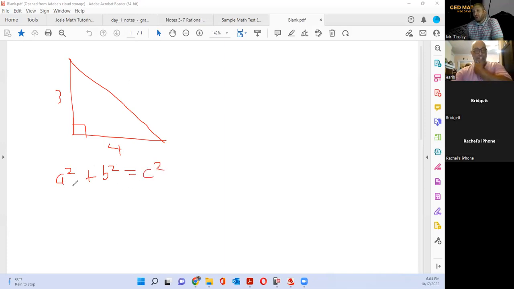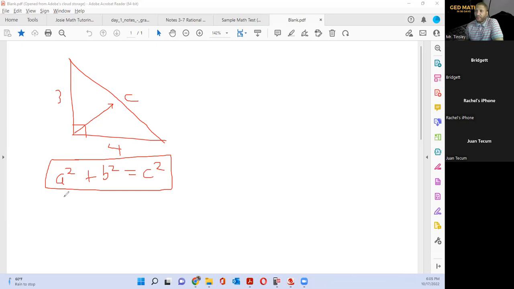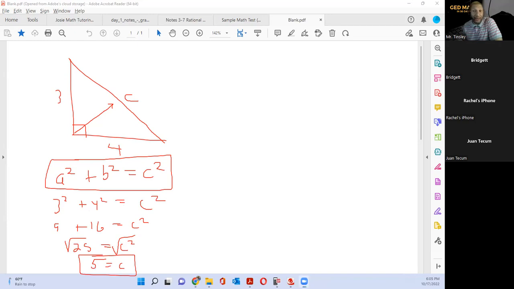First of all, the Pythagorean theorem is a squared plus b squared equals c squared. The side opposite the 90 degree angle is your hypotenuse, which is side c. So you said 3 squared plus 4 squared equals c squared. 9 plus 16 equals c squared, so 25 equals c squared. Then you take the square root of both sides and get c equals 5. You're 100% right. But that's not what they gave you. What they gave you maybe is a problem like this.